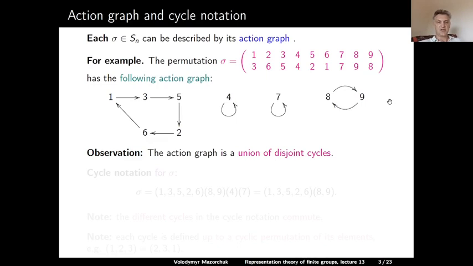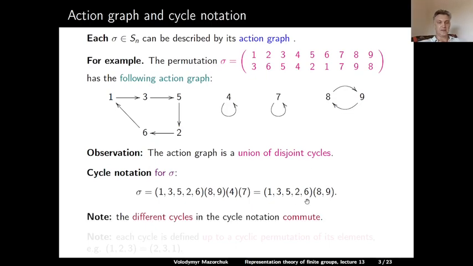Since sigma is a bijection, its action graph is a union of disjoint cycles. And then we can write the cycle notation for sigma. So we have the cycle 1 goes to 3, then to 5, to 2, to 6, and back to 1. So here is this cycle. Then we have the cycle 8 goes to 9 and back to 8, (8, 9), and then 4 goes to itself, and 7 goes to itself. And the cycles of length 1 can be dropped. So the typical short version of the cycle notation for sigma is the product of the cycles (1, 3, 5, 2, 6) and (8, 9).